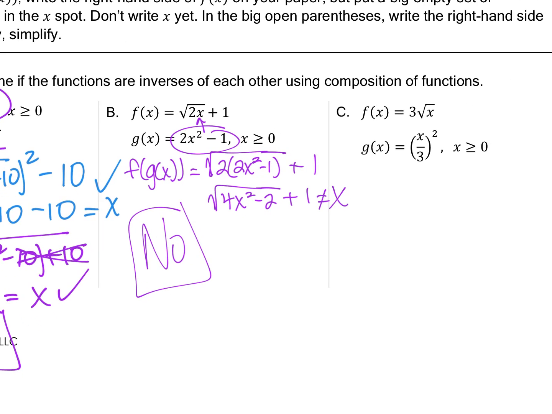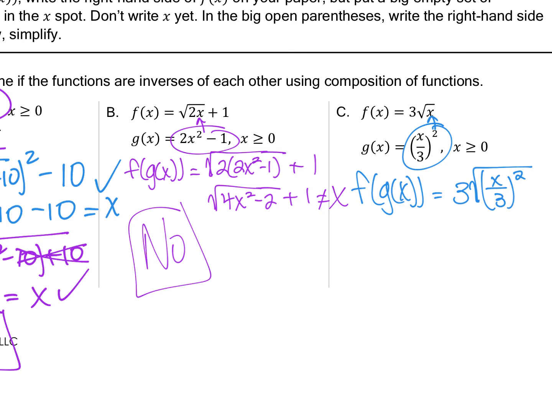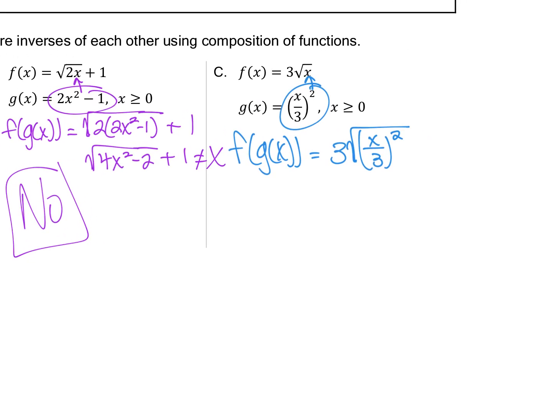All right, last one. So take this one, plug it in for x. All right, so looking here, I have a square root and then it's squared, so that just leaves me with x over 3 because it cancels each other out, times 3. So notice the 3's cancel out and you just get x.